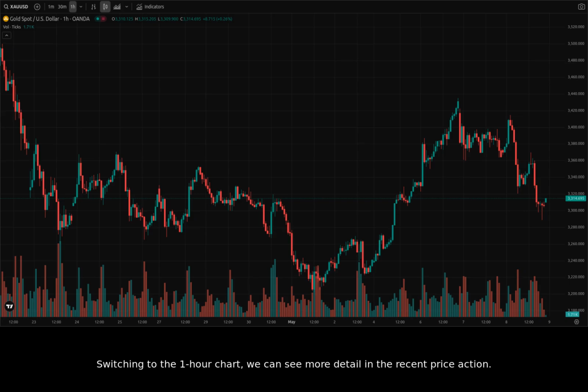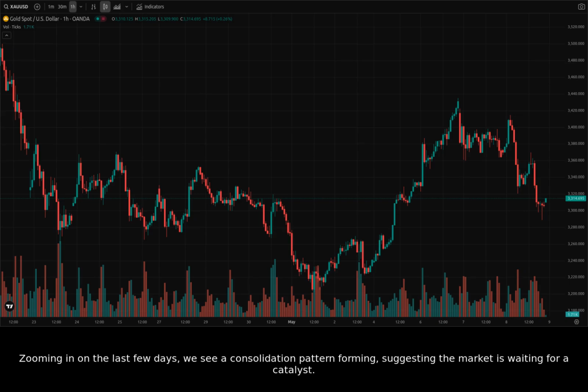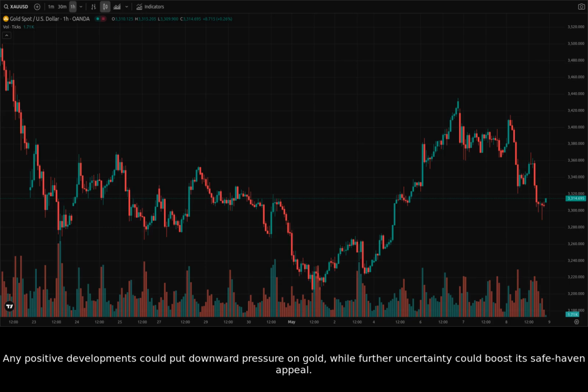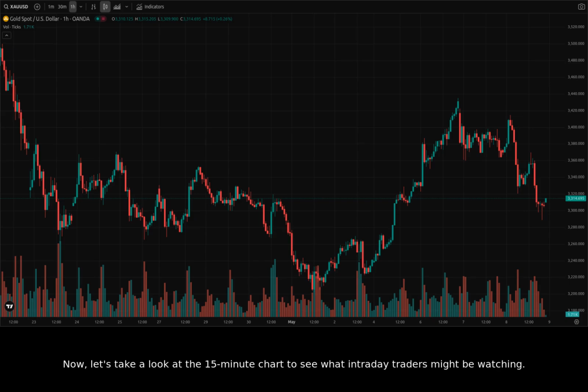Switching to the 1-hour chart, we can see more detail in the recent price action. Zooming in on the last few days, we see a consolidation pattern forming, suggesting the market is waiting for a catalyst. We need to be mindful of news regarding the U.S.-China trade discussions mentioned in the headlines. Any positive developments could put downward pressure on gold, while further uncertainty could boost its safe haven appeal. Now, let's take a look at the 15-minute chart to see what intraday traders might be watching.